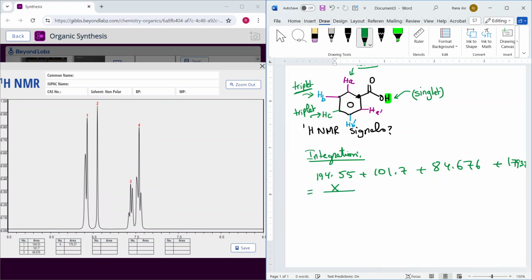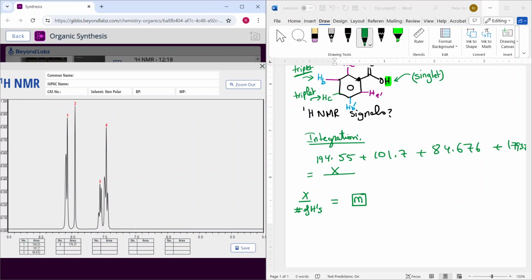Let's say you get an X, okay? So you take that X and you divide it by the number of hydrogens. I already know how many hydrogens I have in my structure because I can easily count them. I did the product, I can count the hydrogens in there, and the hydrogens are 1, 2, 3, 4, 5, and 6. So in this case, you're going to divide it by 6. And let's say you get an M.